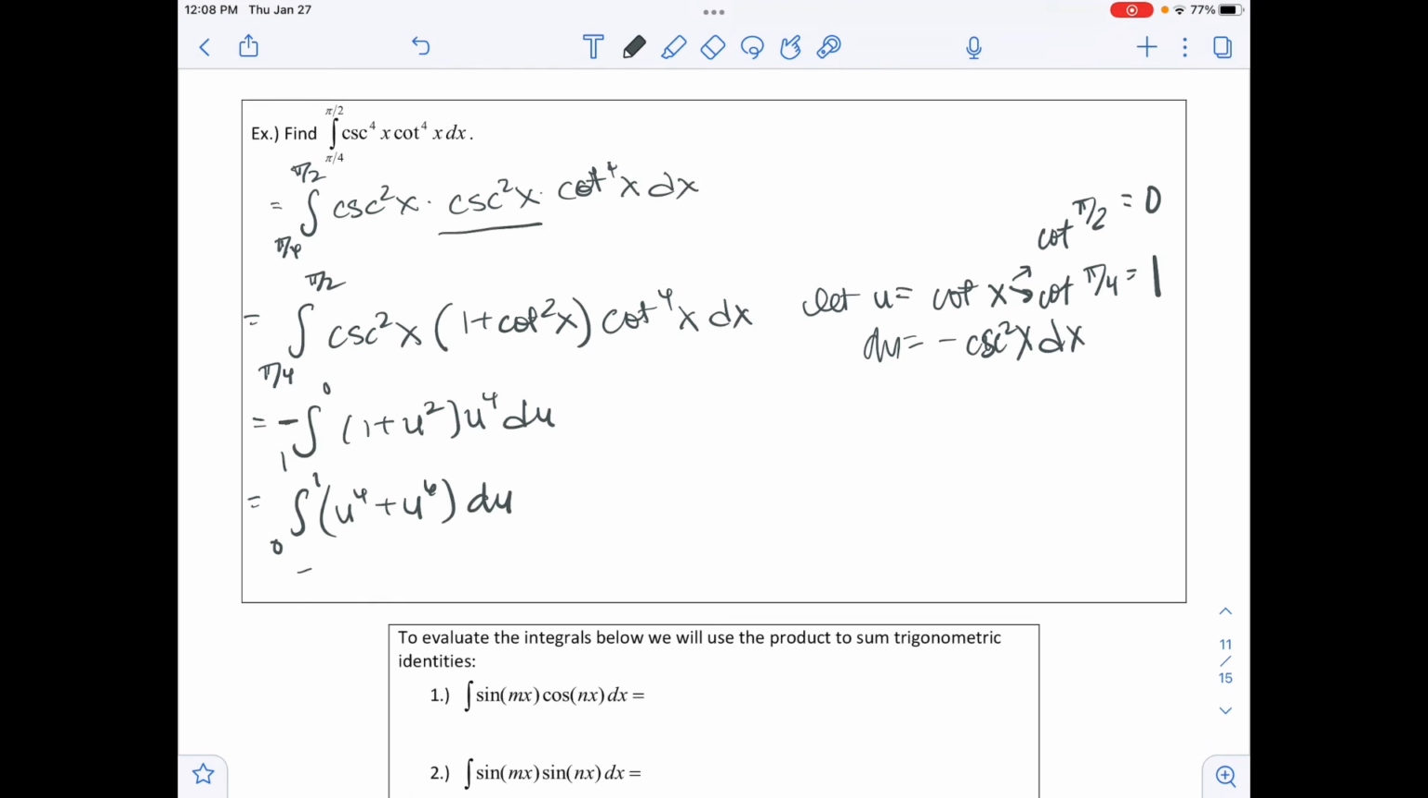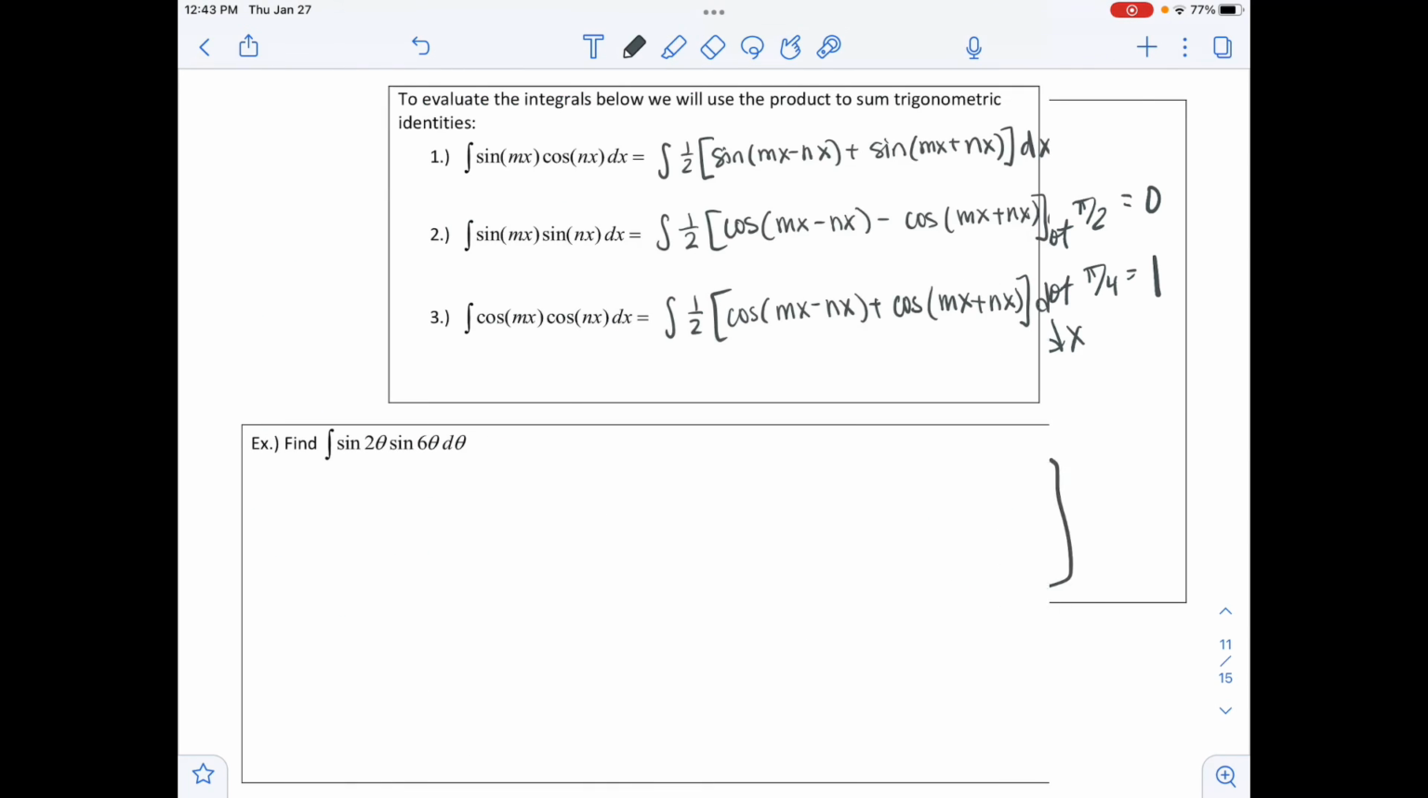And this is a nice one to integrate. So we have 1/5 u to the 5th plus 1/7 u to the 7th, and evaluating this from u equals 1 to 0. So substituting in 1, we have 1/5 plus 1/7, minus, substituting in 0, our lower limit, we get 0. And with a common denominator, combining these, we get 12 over 35.